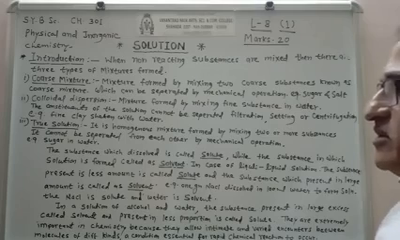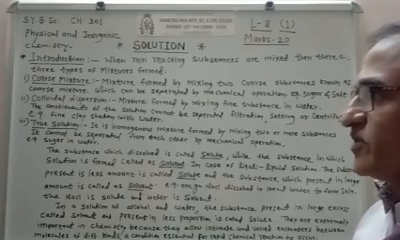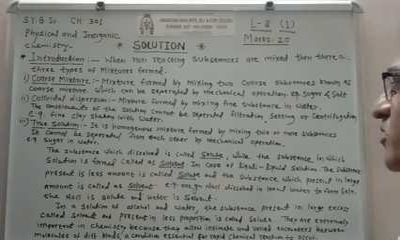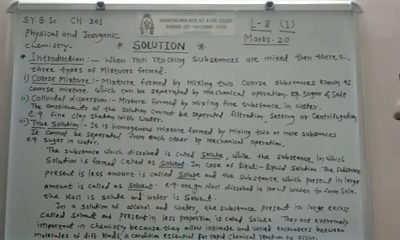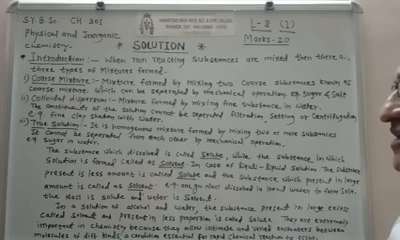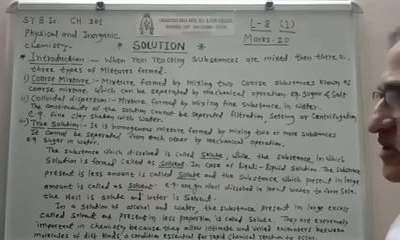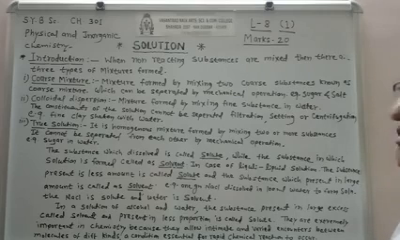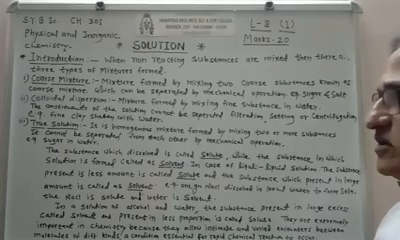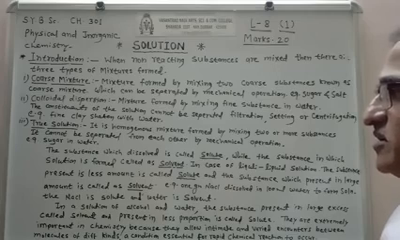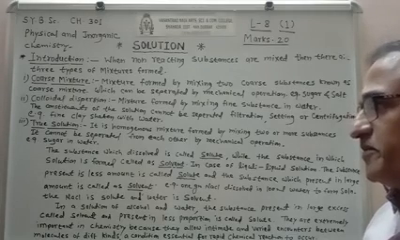Third type is true solution. It is a homogeneous mixture formed by mixing two or more substances. It cannot be separated from each other by mechanical operation. For example, sugar in water. So when a solution of sugar in water is formed, it is a homogeneous mixture, a solution is formed.